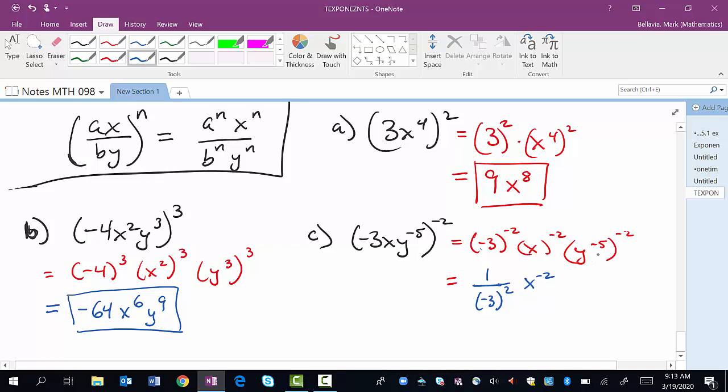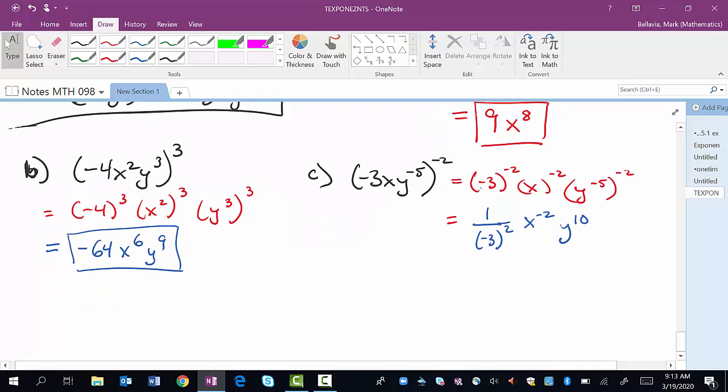And then here, y to the negative 5 to negative 2. When you have a power to a power, you should multiply those together. So this becomes y to the negative 5 times negative 2. A negative times negative makes that a positive 10. Now, we want to write this as a single fraction if we can. Keeping in mind, this is 1 over negative 3 squared. A negative to an even power will make it positive. 3 squared is a positive 9.